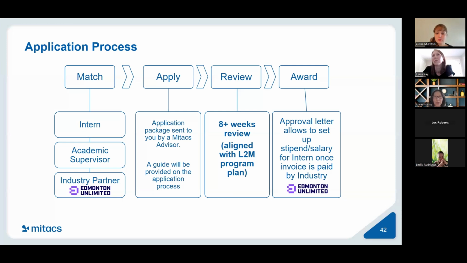And then the industry partner, Edmonton Unlimited, would pay their portion. Once they've paid, MyTax can send what's called the notice of award, which just means that we've sent funds to the university so they can process it and administer the funds to the intern.